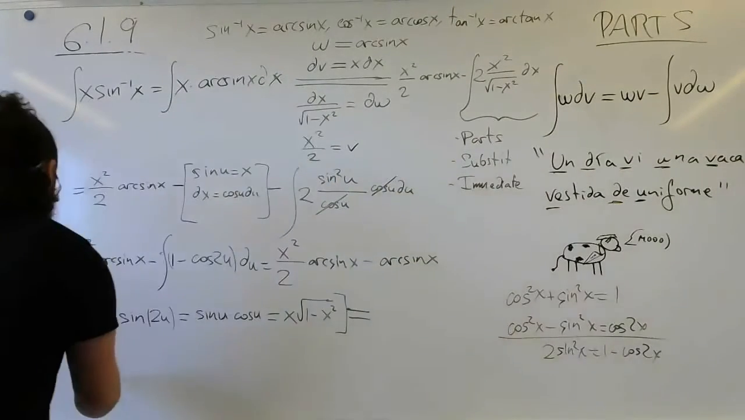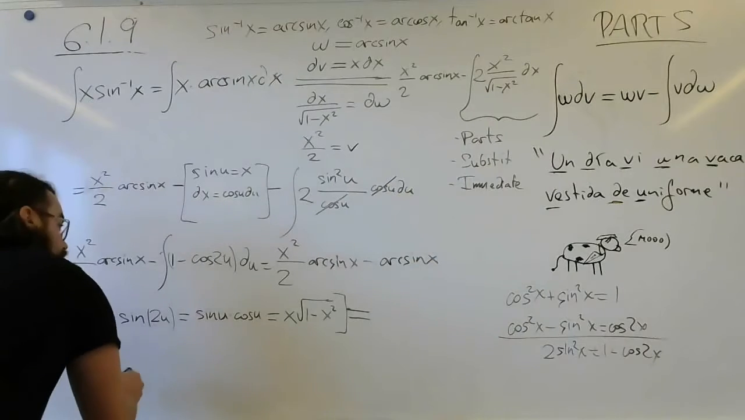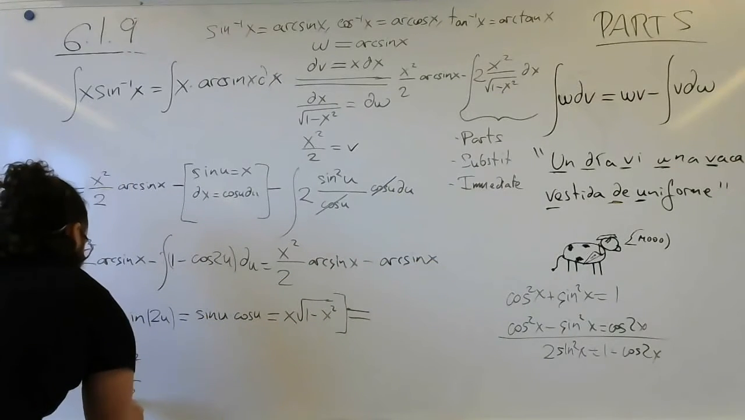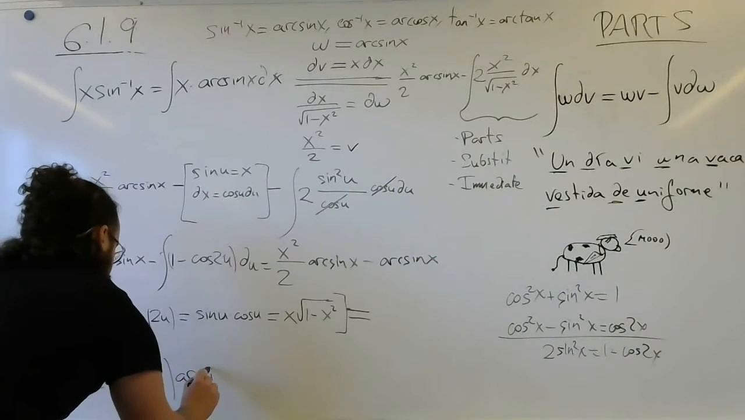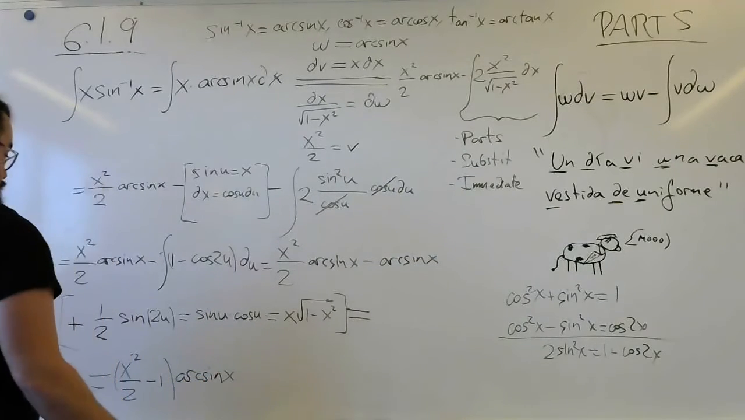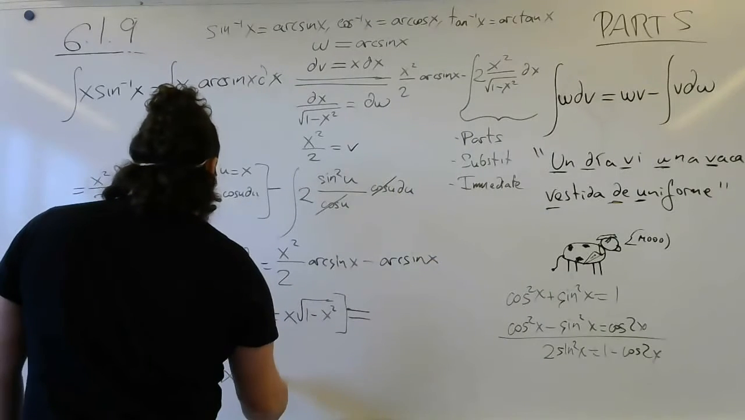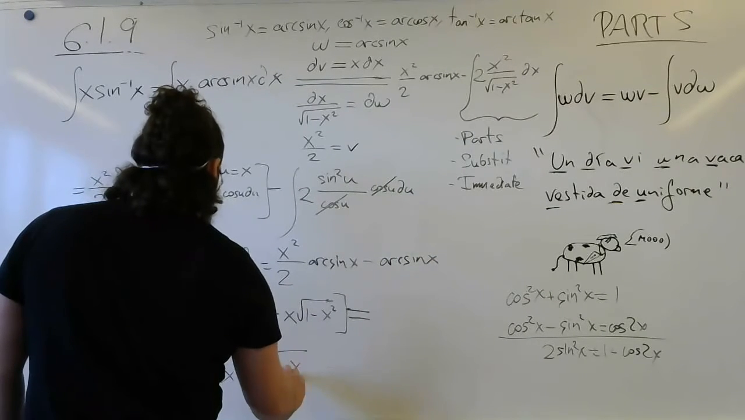So our integral is x squared over 2 minus 1 arc sine x plus x square root 1 minus x squared.